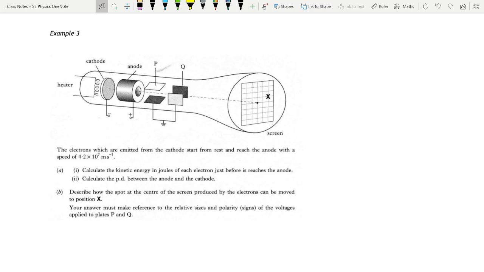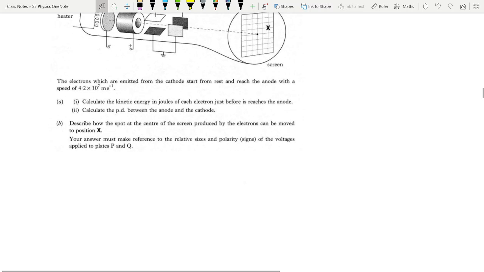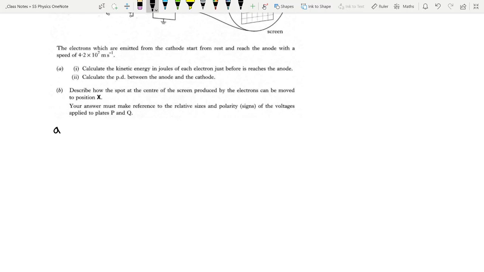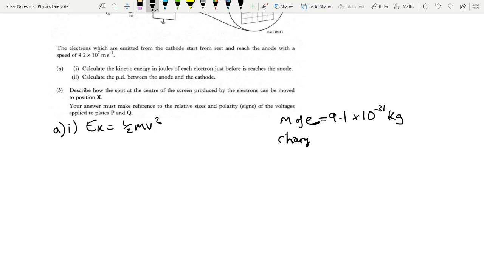So what is the kinetic energy at this speed? So you can do that one relatively easily. So kinetic energy is half mv squared. So again, we're going to use the mass of an electron, which we defined in our data sheet as 9.1 times 10 to the minus 31 kilograms. We'll also need at some point the charge of an electron, which is 1.6 times 10 to the minus 19 coulombs.